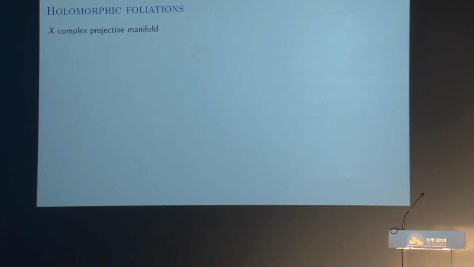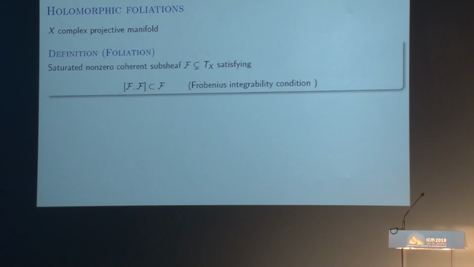Most of the theory that I'm going to be describing can be extended to the singular setting, but I just want to convey the ideas here. So unless stated otherwise, I will always be working on a complex projective manifold whose dimension I will always denote by n. Sometimes I may forget to write this. A foliation is a saturated non-zero subsheaf of the tangent bundle satisfying Frobenius integrability condition, that is, that it's closed under the Lie bracket.